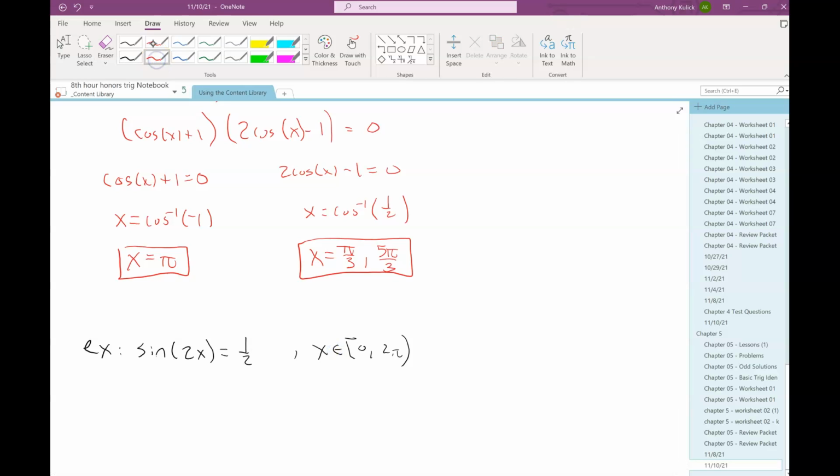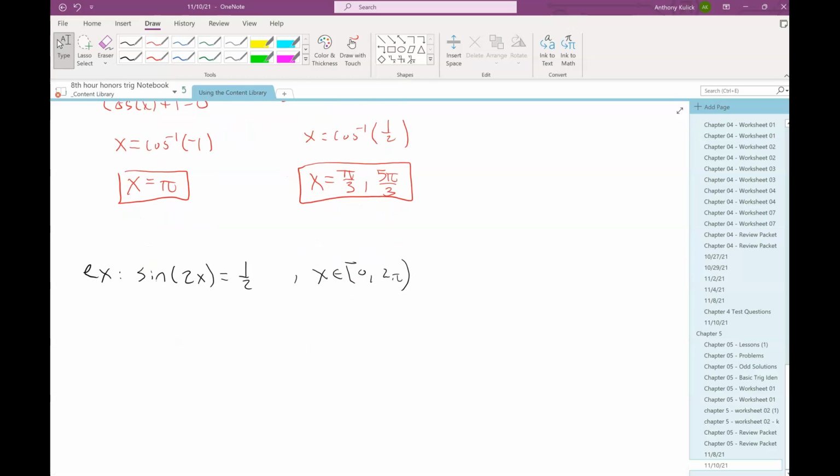So here we have sine 2x equals 1/2. What's different about this one than any of the previous ones? Sure, the sine, but the 2x, the 2 attached to the variable inside the trig function, that's new. That presents a new distinct challenge we'll talk about in a minute.